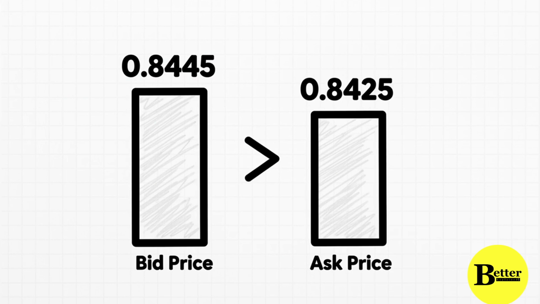And here is the absolute golden rule of the game. The ask price is always higher than the bid price. It just has to be. Think about it. A broker makes money by buying low and selling high. So they will ask for a higher price when they sell to you, and they will bid a lower price when they buy from you.